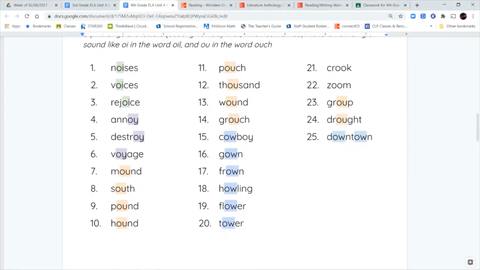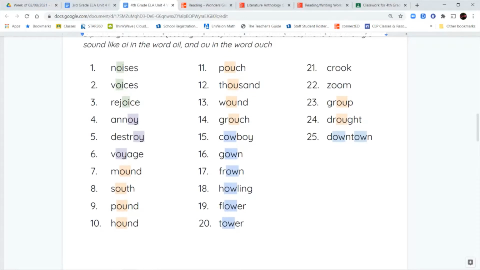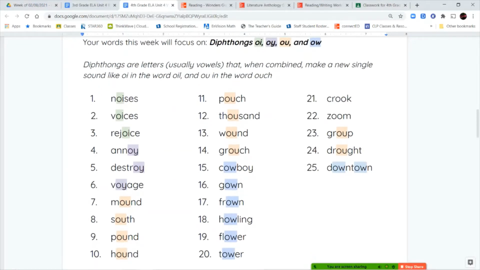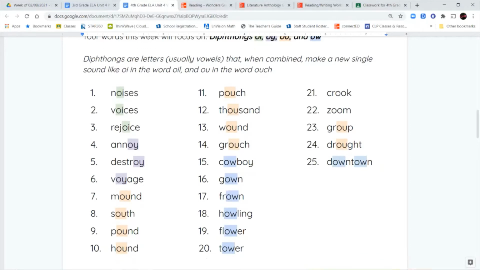So when you're doing your 3 times each, please be careful with the spelling, because even though they make the same sound, they're spelled 2 different ways. So be very careful when you're doing your 3 times each to make sure that you're writing your words very carefully and paying attention to those diphthong combinations.